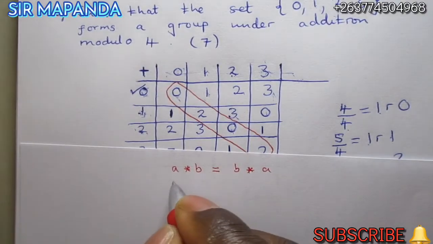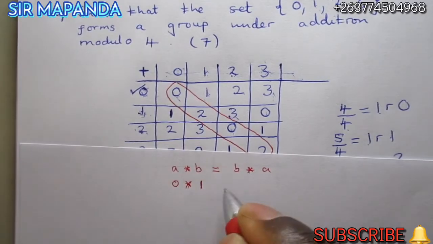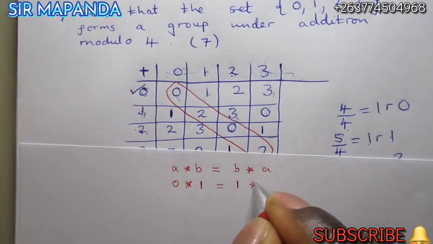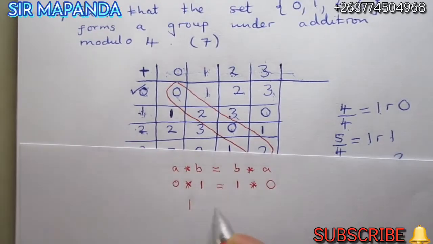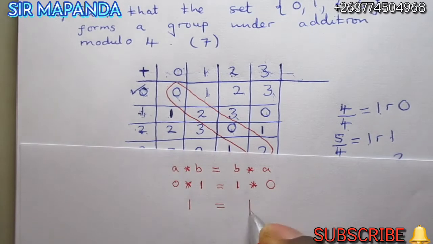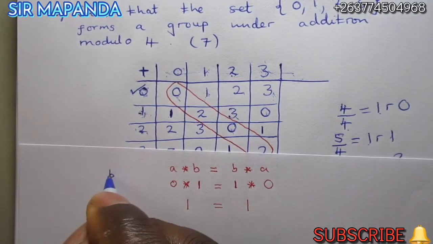Let's say we choose A as 0, and we choose B as 1. We are saying 0 binary operator 1 must be equivalent to 1 binary operator 0. So 0 and 1 give us 1. Then 1 binary operator 0 is also giving us 1. So the commutative property has also been satisfied, which clearly shows that the group is Abelian. I hope you are following. We are done with part B.